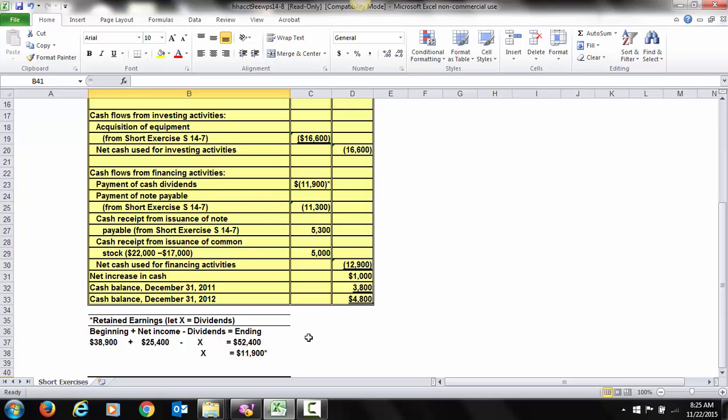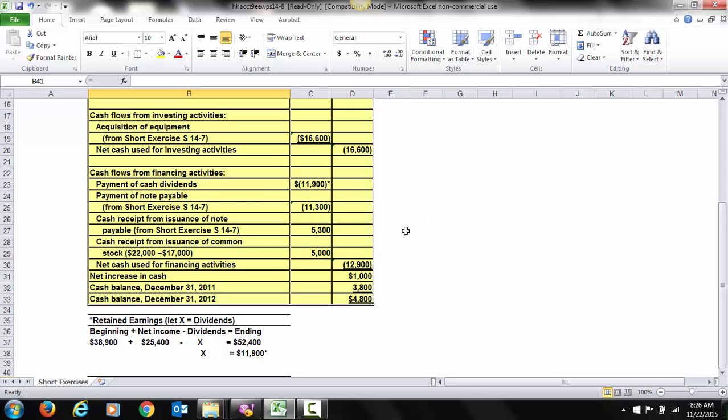So here we started with retained earnings of $38,900. We know we had net income from our income statement of $25,400. And then we end up with $52,400 in retained earnings. Okay. Well, the net income alone is higher than the $13,500 difference. So we had to have paid something out. So the difference, solving for X, is the $11,900 that we paid for dividends.